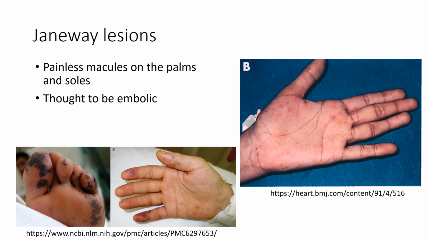Janeway lesions and Osler's nodes always come up in discussions of endocarditis. So Janeway lesions are these painless macules on the palms and soles. They're thought to be a result of embolic phenomena. So these are just some pictures I found online, but basically it's if you have a vegetation on the left side of your heart and it's flicking off embolic phenomena to your fingers and toes, this is what it looks like on exam.